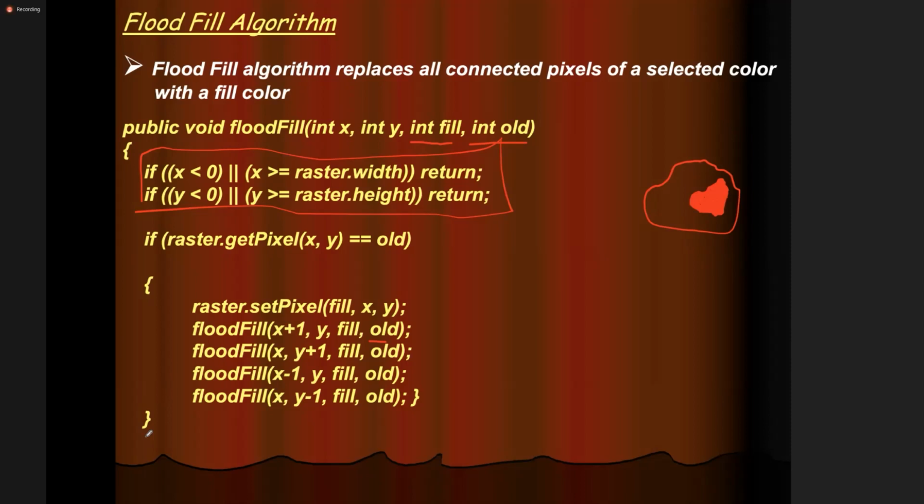Here, the algorithm that fills a color area with another color is the color replacement algorithm. Right? This works in that fashion. This is a color replacement algorithm.